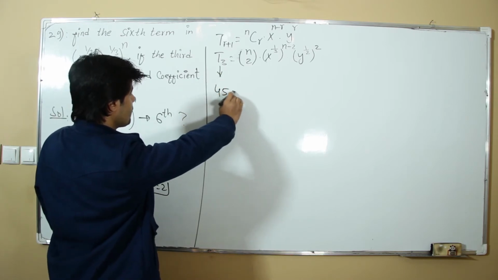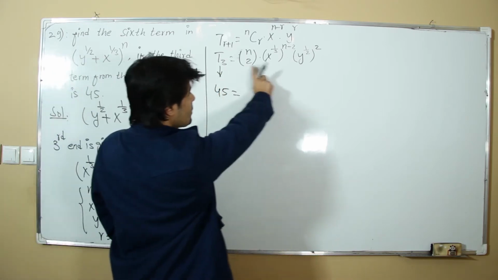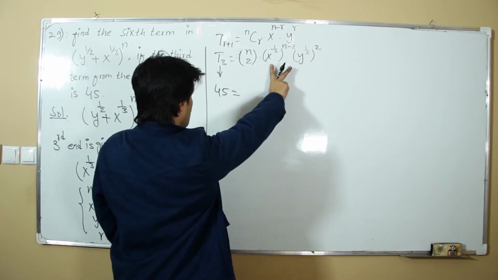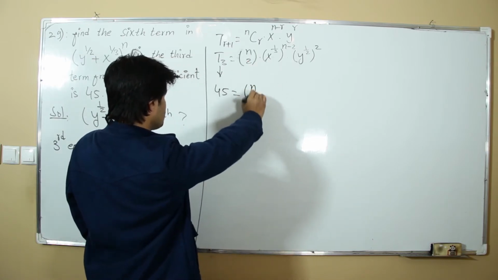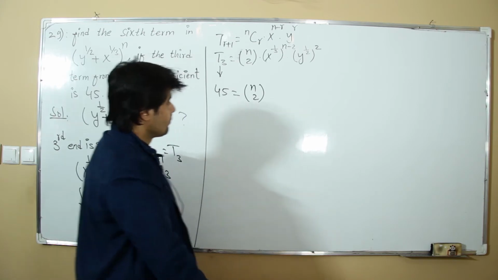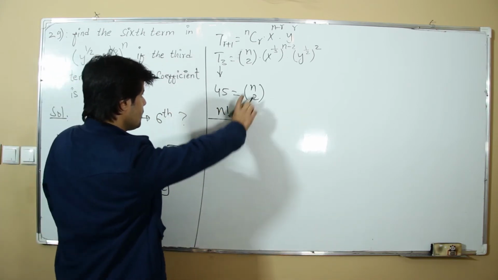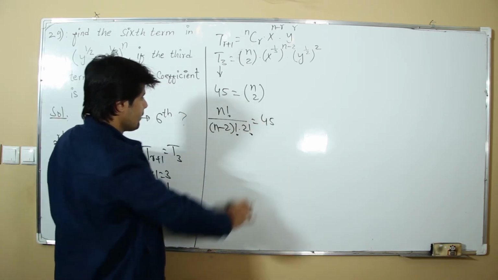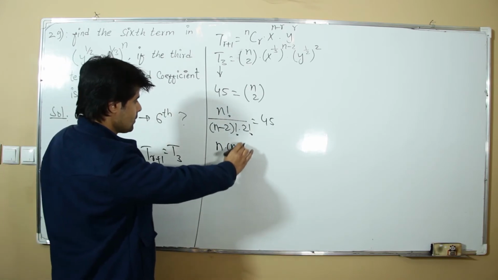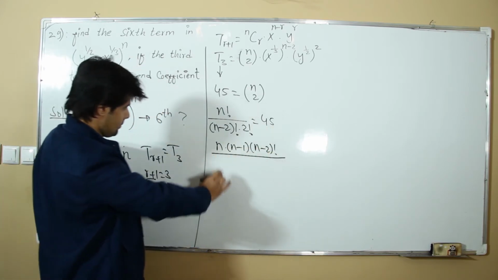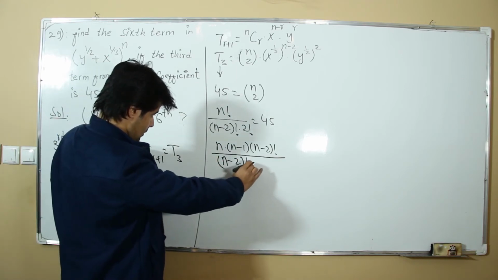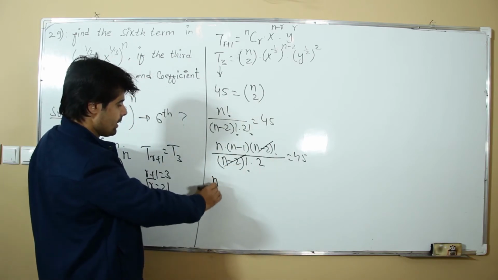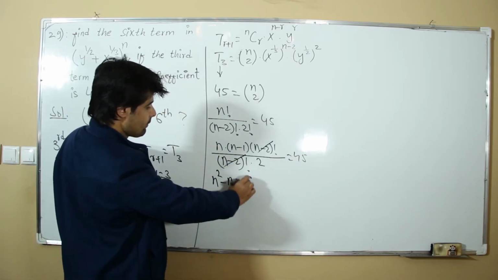T3 is 45. In here, what is the coefficient? It is the third term. We don't have any number here. The coefficient of this one is nC2. So it's a simple equation, and you can solve. n factorial divided by (n minus 2) factorial times 2 factorial is 45. n times (n minus 1) times (n minus 2) factorial divided by (n minus 2) factorial times 2 equals 45. This is cancelled. We have n squared minus n equals 2 times 45, which is 90.